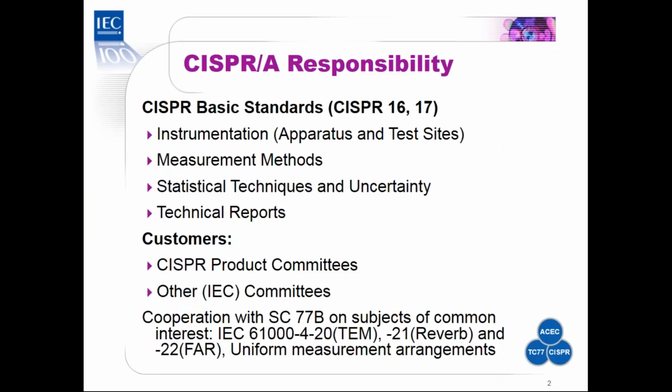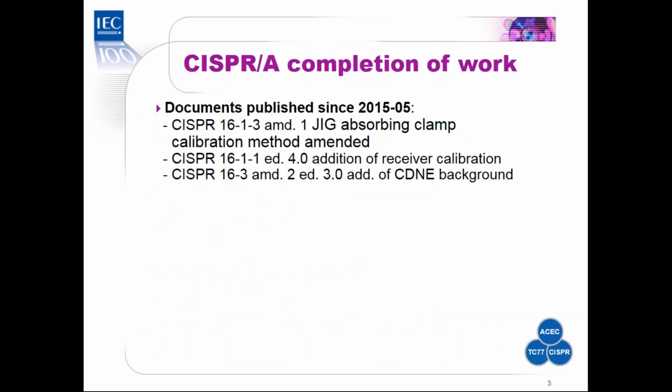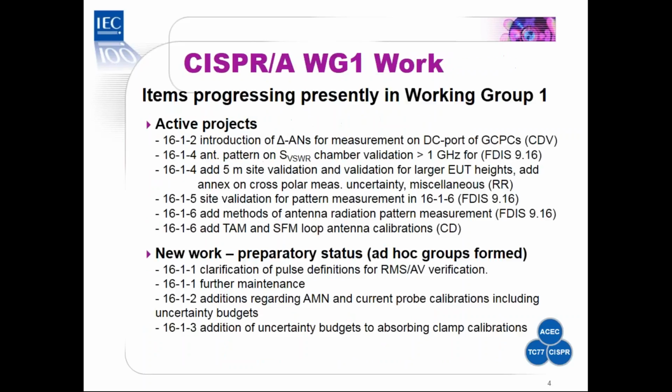You can see that it goes beyond just the 2 I mentioned, but it also does uncertainty, and it has some other joint work with 77B on TEM technology, reverberation, and fully absorber-lined room measurement methods and arrangements. This is very detailed, and I don't propose to go into that detail, but just looking at working group 1, which is the instrumentation one, you can see there's a lot of work on coupling devices. There's work on chamber validation still going on.